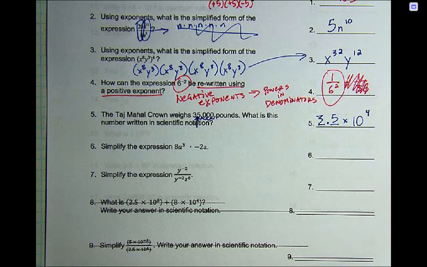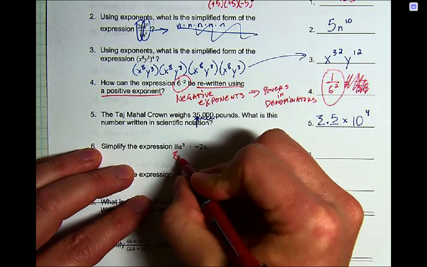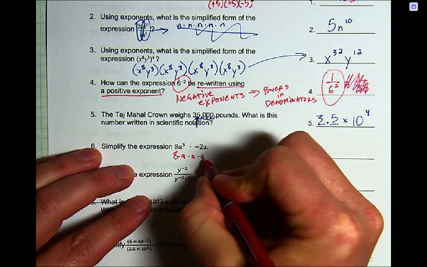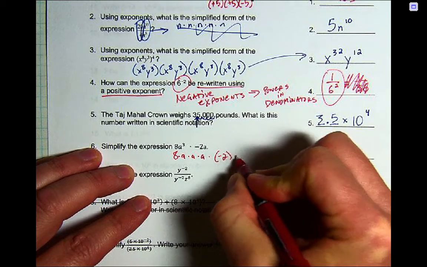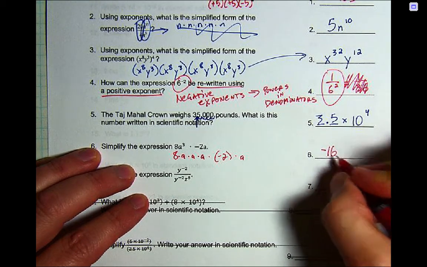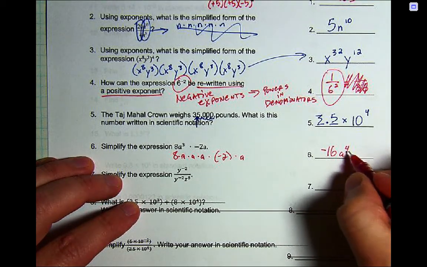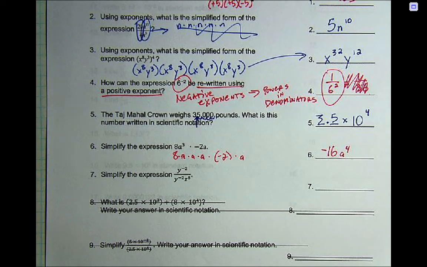All right, then back to some exponent stuff, some multiplication. If you're in doubt, write it out. That's 8 times A times A times A times negative 2 times A. So 8 times negative 2 is negative 16. And then that's A to the fourth. Yay. On number 7, something interesting happens.